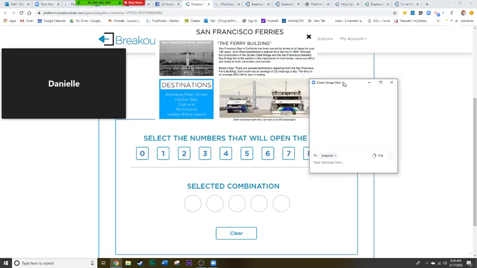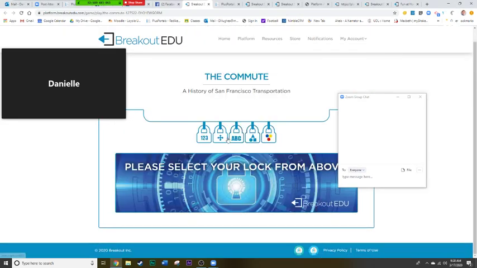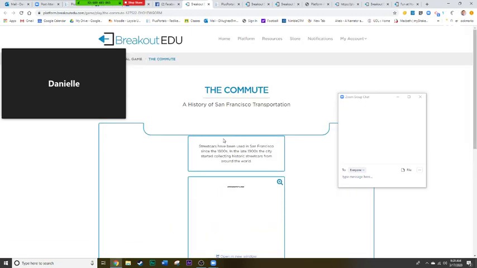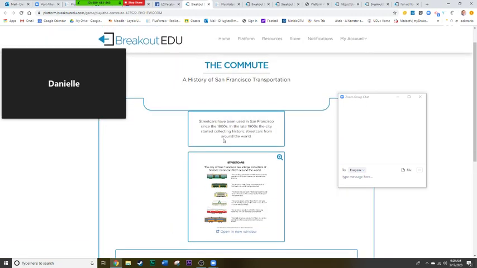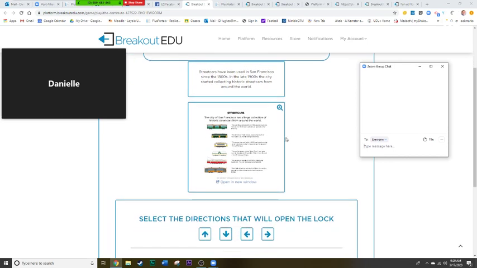Okay, I think I'm going to hop away. I need a fresh start on this lock. We'll go to the directional lock. Maybe that one will make more sense. We'll come back to that. Can you see what I'm seeing, Danielle? I hope she can.